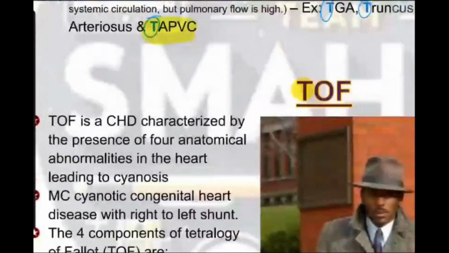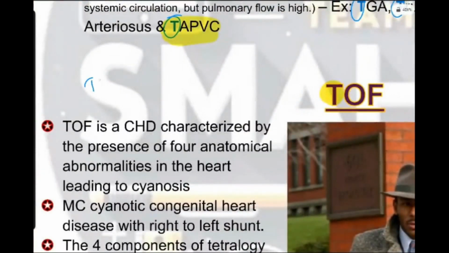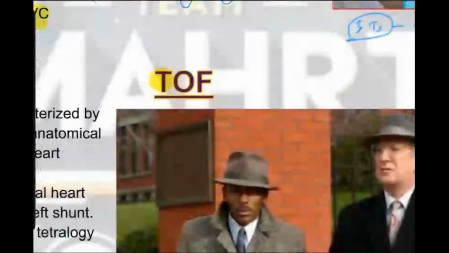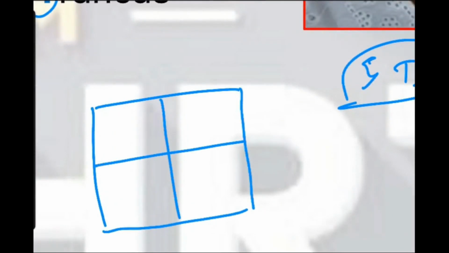What is happening here? Tetralogy, as the name implies, so we have 4 defects here. Those 4 defects combine and produce the following symptoms. What are the 4 defects here? See, it all begins with, I will draw one diagram here. Our heart diagram has 4 chambers: right atrium, right ventricle; left atrium, left ventricle.